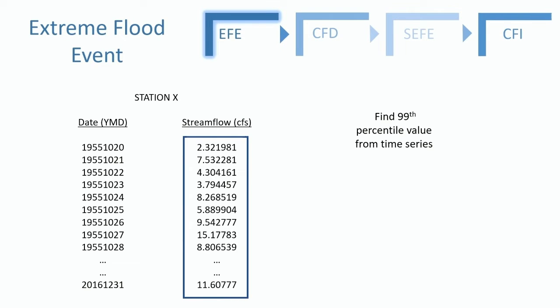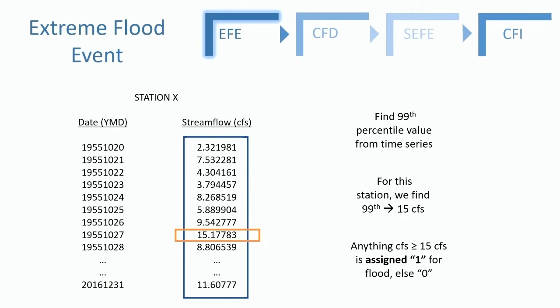Well, because we're interested in extremes, we went with the 99th percentile. So let's say for this example, that would be 15 CFS. And therefore, anything that had 15 or greater would be assigned a 1, else it would be given a 0, because ultimately we want to count flood days, hence the 1 and 0 designations.